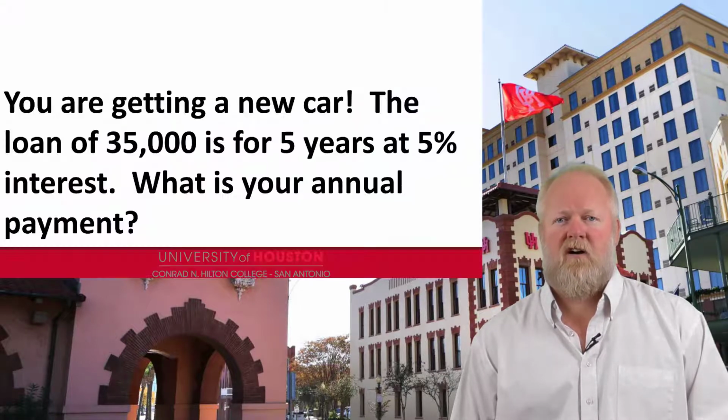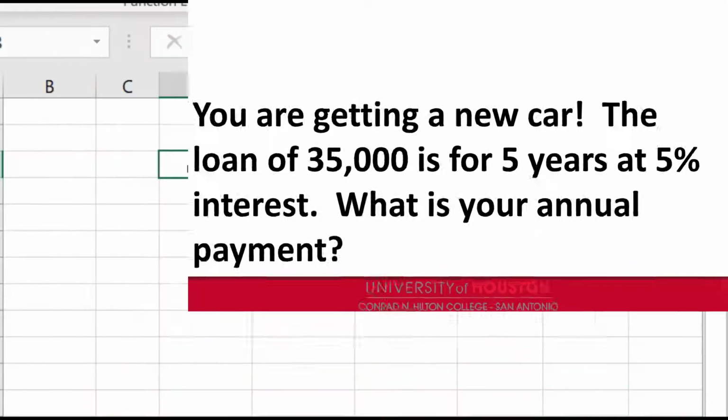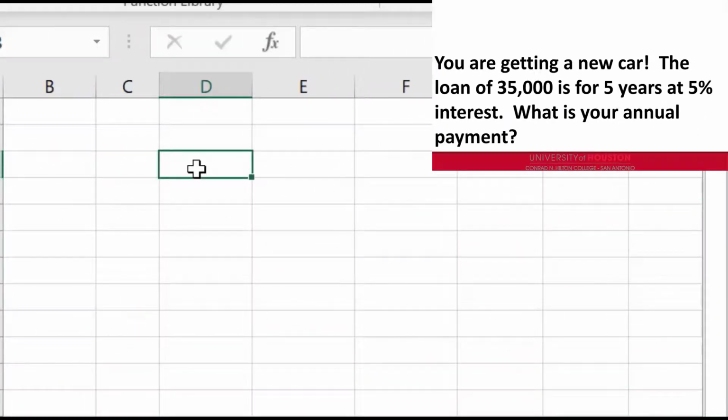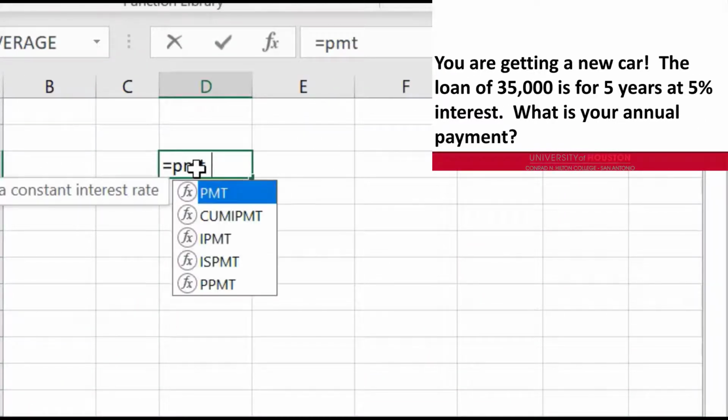You're getting a new car. The loan of $35,000 is for 5 years at 5% interest. What would be your annual payment? So this is another payment calculation. So we'll use the equals PMT function.